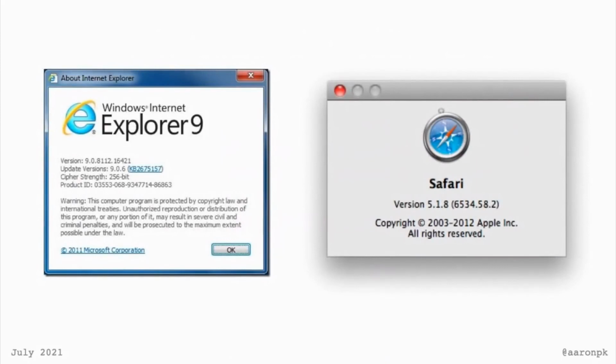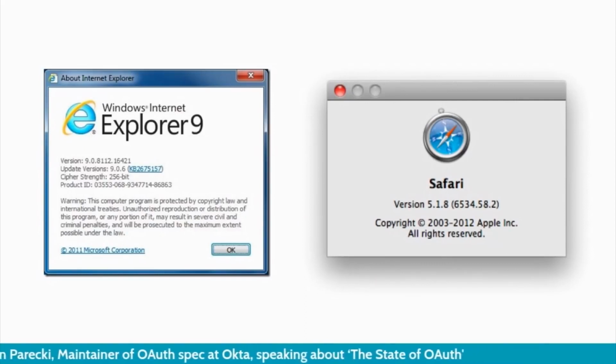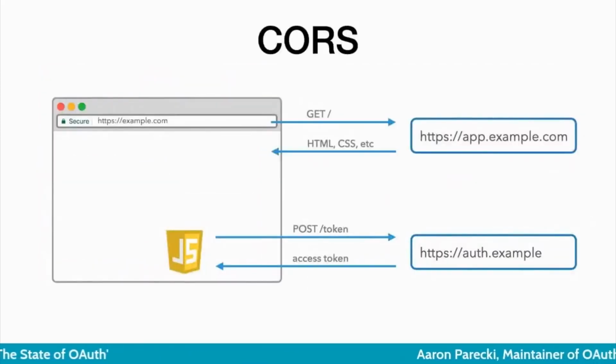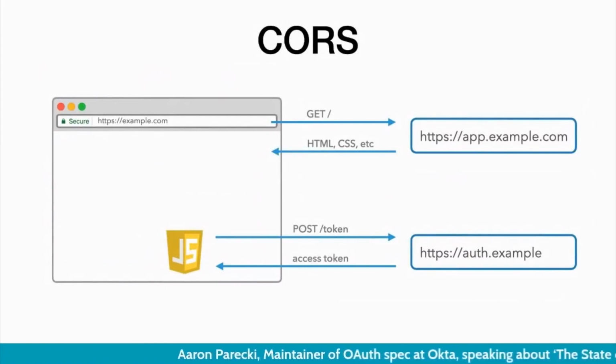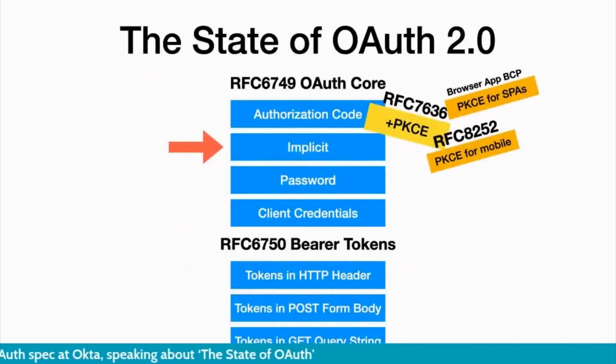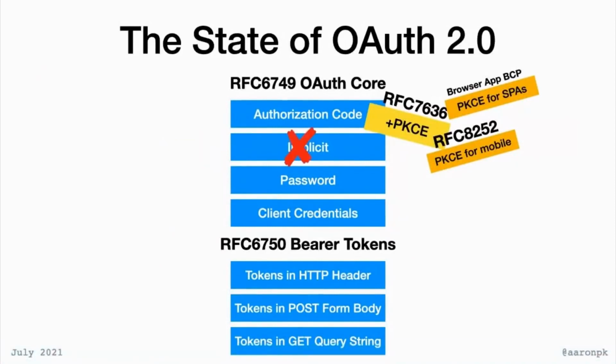Thankfully, the browser world has evolved over time, and we no longer really have to support things that lack a lot of the modern features, like IE9 and Safari 5, primarily cross-origin resource sharing, which is a key component to being able to use the authorization code flow. Now that CORS is widely available in browsers, it's not really a problem anymore, which basically means the implicit flow isn't needed. The implicit flow was a workaround for the lack of cross-origin resource sharing support, so it's not really needed anymore.